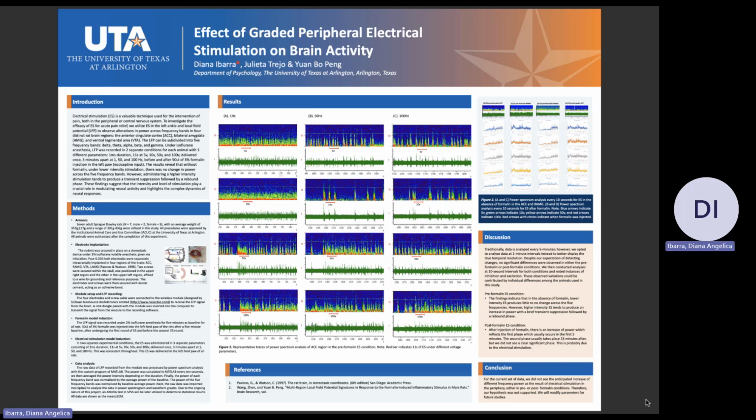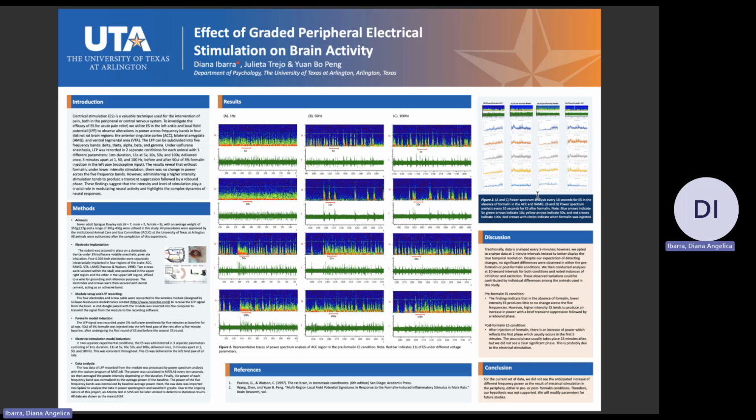Figure 1 illustrates raw waveforms and power spectrums of the ACC region in the pre-formalin condition when electrical stimulation is being administered. We can see the 1, 50, and 100 Hz in conjunction with the voltages given. As you can see here, 300 seconds translates to 5 minutes, which is when the 5 volts was given at 1 Hz. We can see that this electrical stimulation produces little to no change. The power seems to remain stable. However, if we take a look at 10 volts given at 100 Hz, we can see a brief suppression followed by a rebound phase.